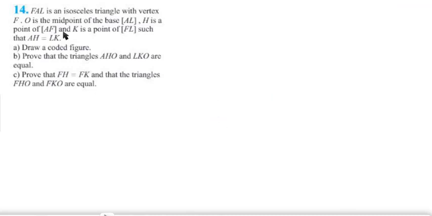Starting with problem 14. FAL is an isosceles triangle with vertex F. So, let's start drawing an isosceles triangle. First of all, I start drawing the base. Then we can draw two equal arcs using the compass and we join to make an isosceles triangle of vertex F. Let's remove the arcs of vertex F, and it's FAL.